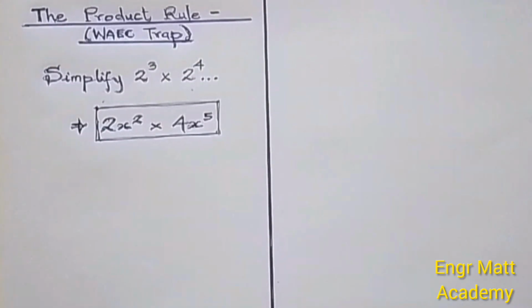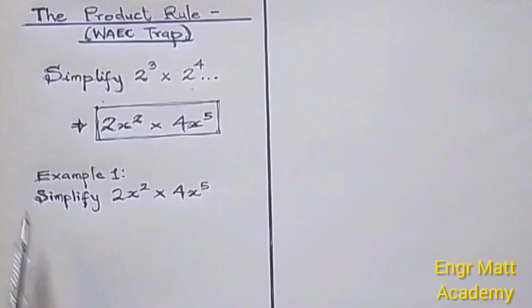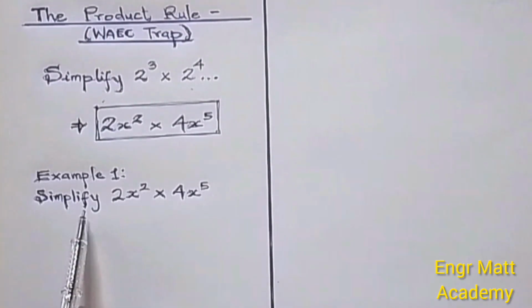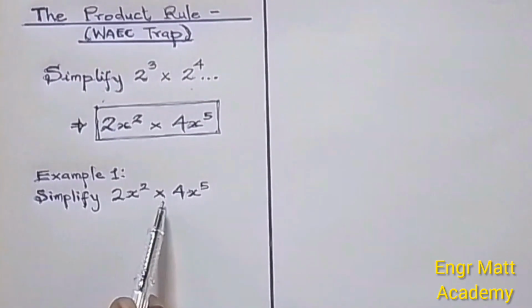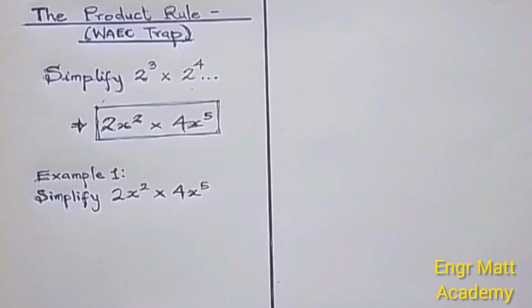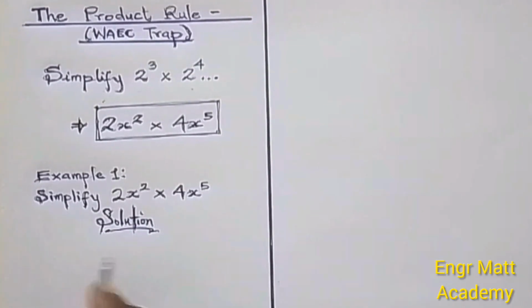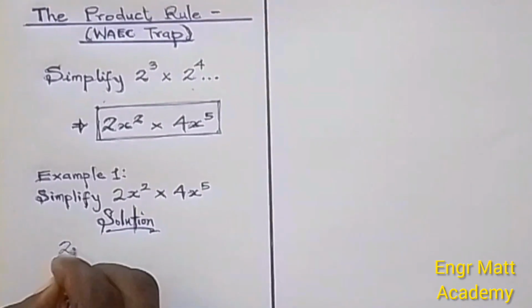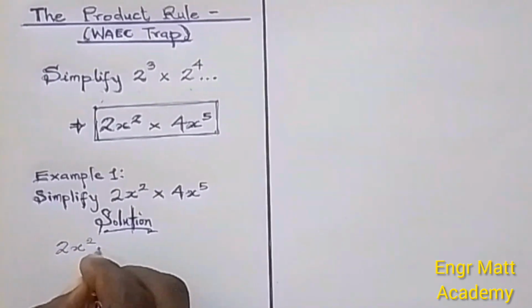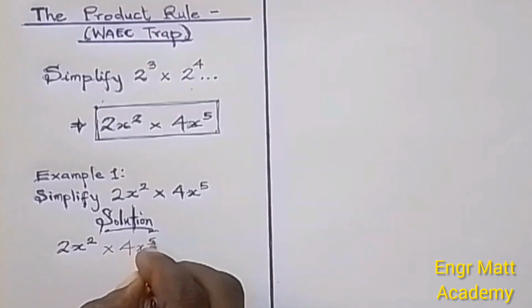What we want to discuss today, and we will use this problem as our first example, is this: simplify 2x squared times 4x to the power of 5. Let's go straight to the solution. Always start your solution by rewriting the question. So the question again is 2x squared times 4x to the power of 5.